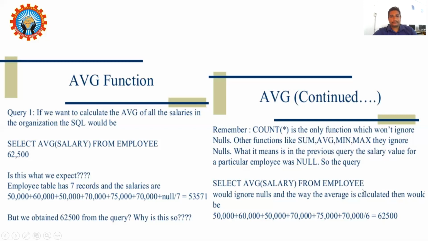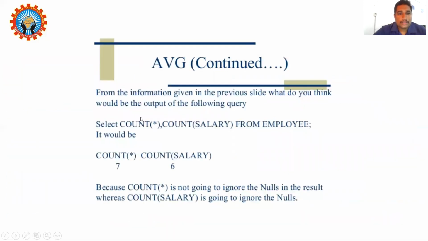Next, this we already discussed. If you take the count of star, it considers the null values. If there is a null value, it gives 7. If there is no null value, it takes 6. Because count star is not going to ignore the null values, but if you take the salary, it ignores the null values.